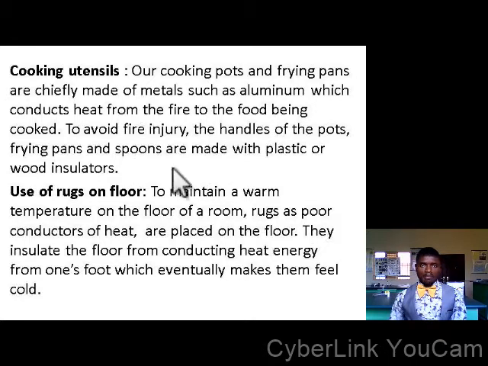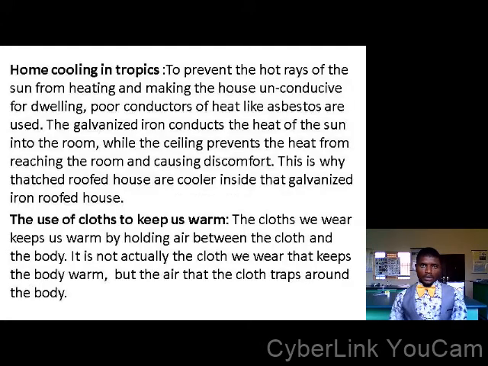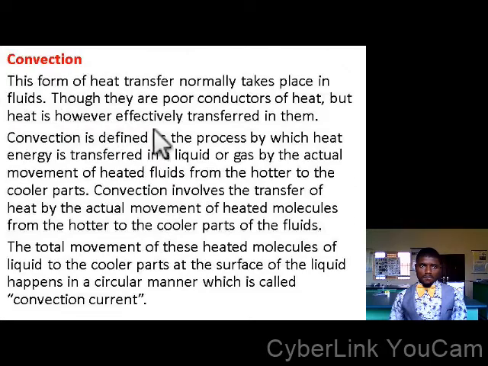This is what I mean here. I don't need to read it out for you. Just go through it quickly and then you will understand what I'm talking about. This is it.